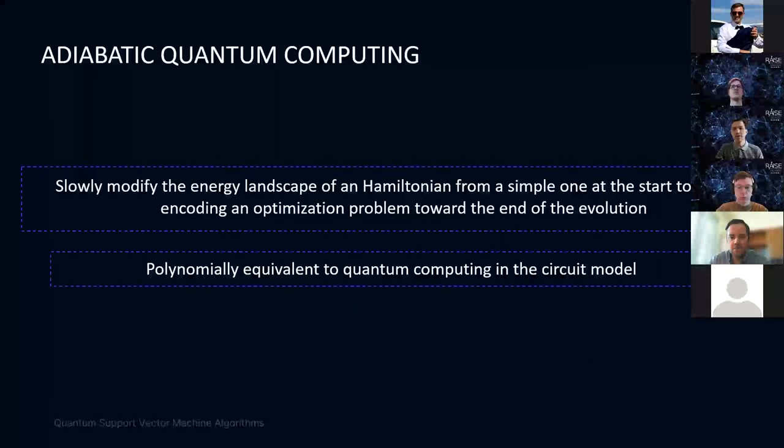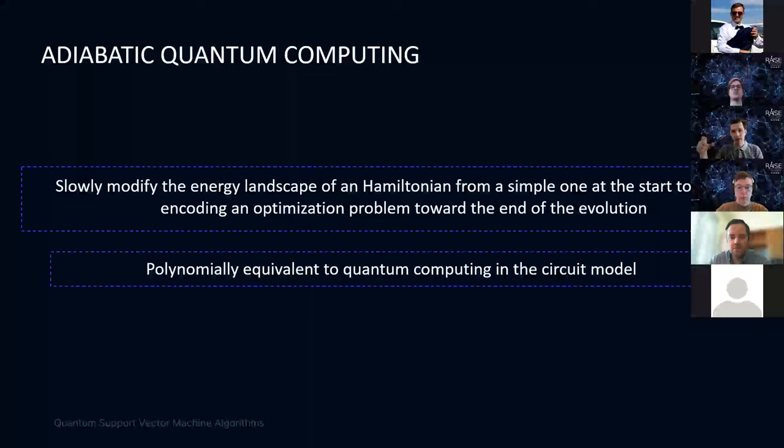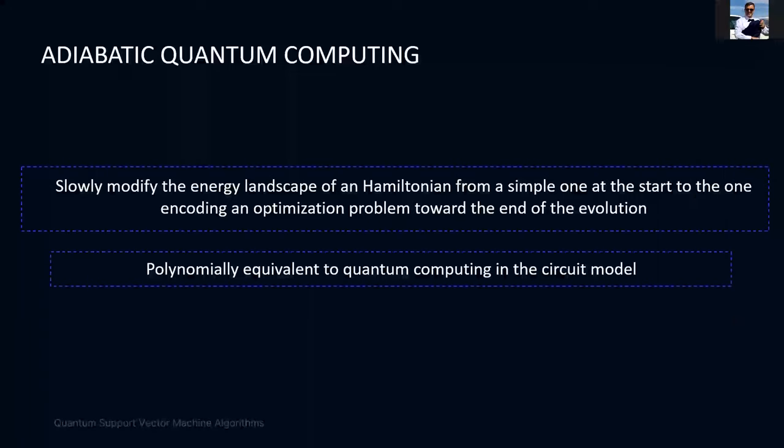And what is the idea of adiabatic quantum computing? We try to build a quantum system that evolves in time, of course. And this time evolution, as we know, is ruled by this equation, in particular the Hamiltonian describing the system. So we change this Hamiltonian in order to obtain what we are trying to do. In particular, this Hamiltonian encodes the problem. And this Hamiltonian should lead the system to a state which represents the solution of the problem we are trying to solve.